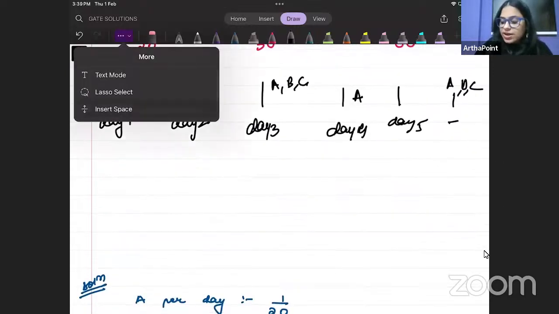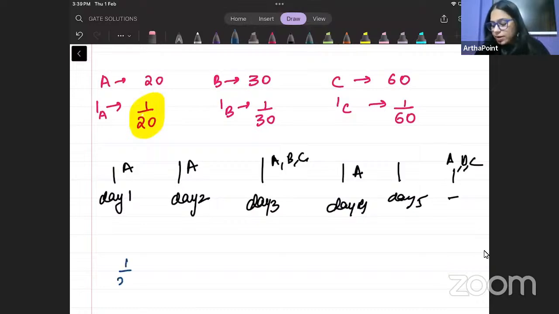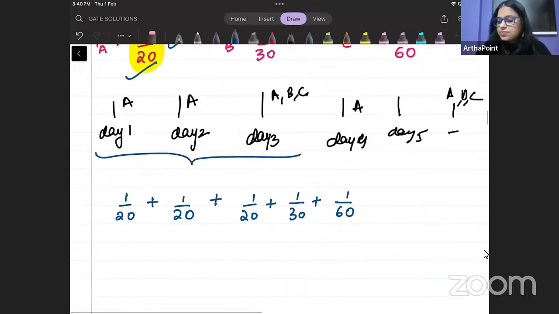Okay, now just try to think about it. In one day, A can complete 1/20th of the work. So on the first day, A completed 1/20th of the work. On the second day, A can again complete 1/20th of the work individually. And on the third day, all 3 of them are working. So A will cover 1/20th of the work, B will cover 1/30, and C will cover 1/60 of the work. So after 3 days, it's a repetition of this pattern.